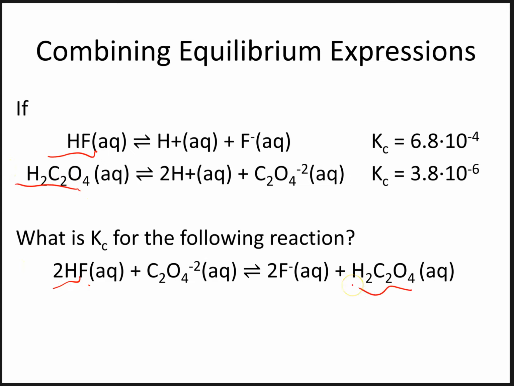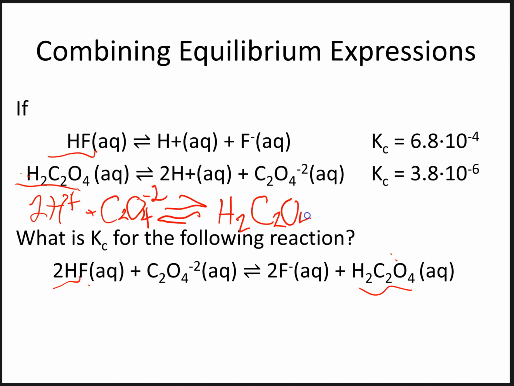H2C2O4 actually appears over here, so we've got to write this reaction in the opposite direction, because what we want is to have this molecule on this side when we combine these reactions. So I'm going to reverse the reaction here and say 2H+ plus C2O4 2- goes to H2C2O4. And the equilibrium expression for this is now 1 over 3.8 times 10 to the minus 6.